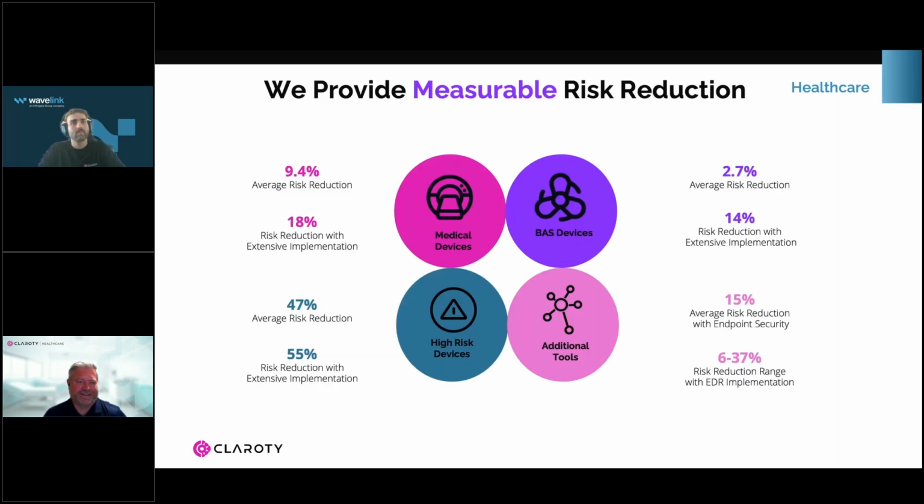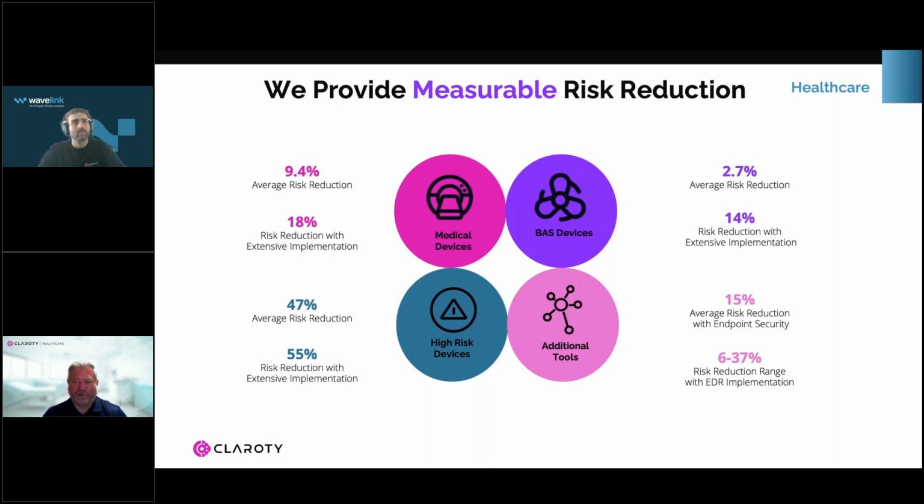And we know from our existing customer fleet that, I won't read all these out, but these are the typical risk reductions that we see by deploying Clarity into medical or clinical environments. So again, 18% risk reduction with extensive implementation, 47% risk reduction. So these are huge numbers, and they all come about because that asset discovery visibility is also the most important piece of your journey towards not just compliance, but removing or reducing your risk landscape, because you've identified what you have and you can apply controls to those things that you have.